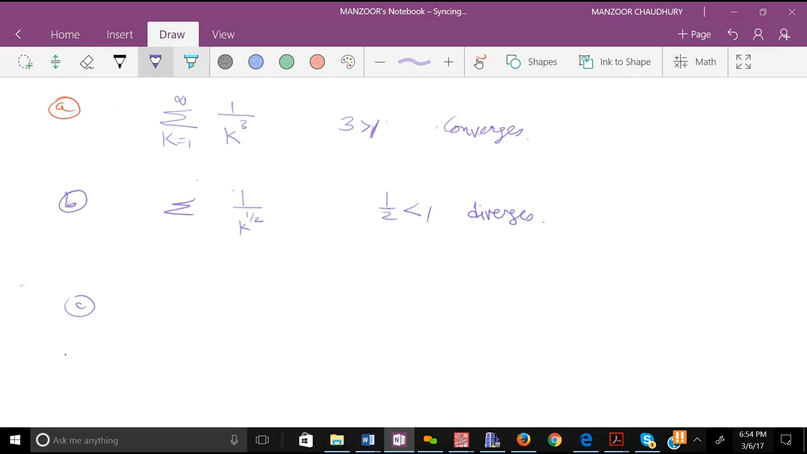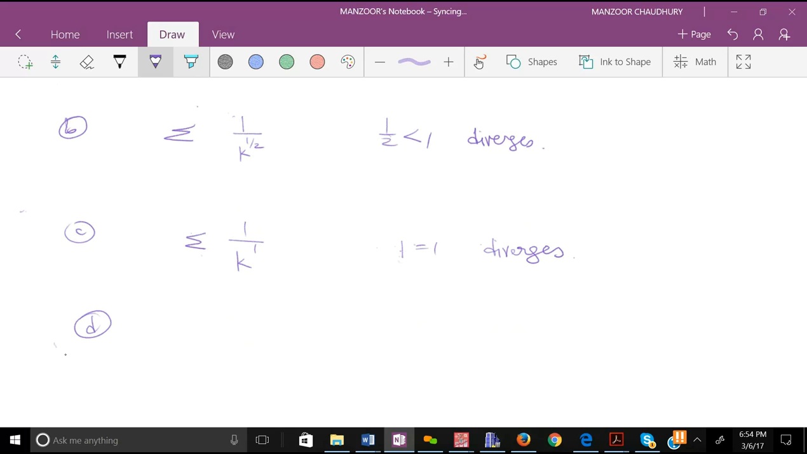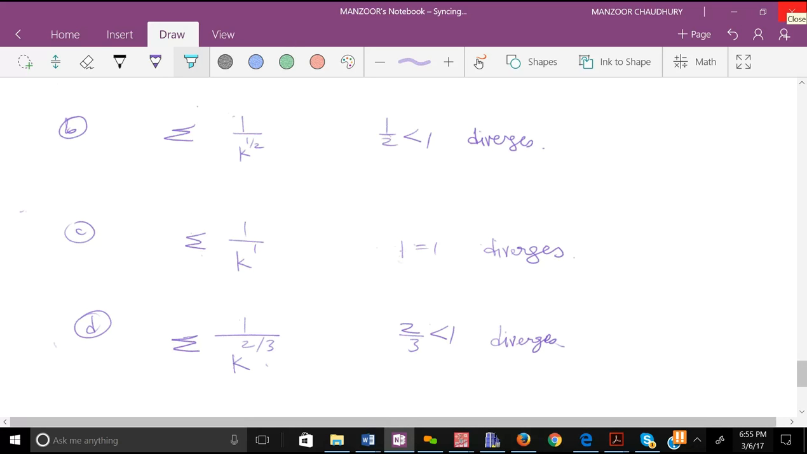And for c, it's negative 1, which means it's 1 over k to the 1. Remember, if p is equal to or less than 1, it's going to diverge. So 1 equals 1, so it diverges. For d, I can write this as 1 over k to the 2/3. As you can see, 2/3 is less than 1, so it diverges.